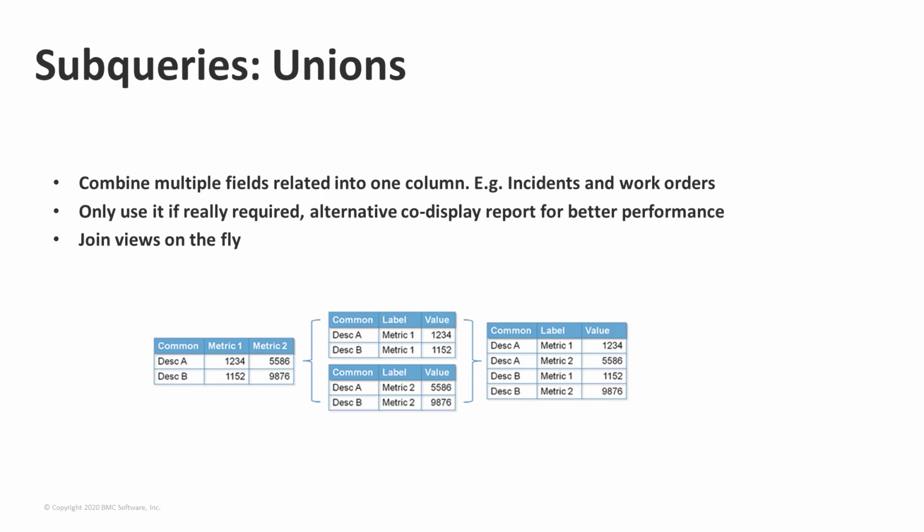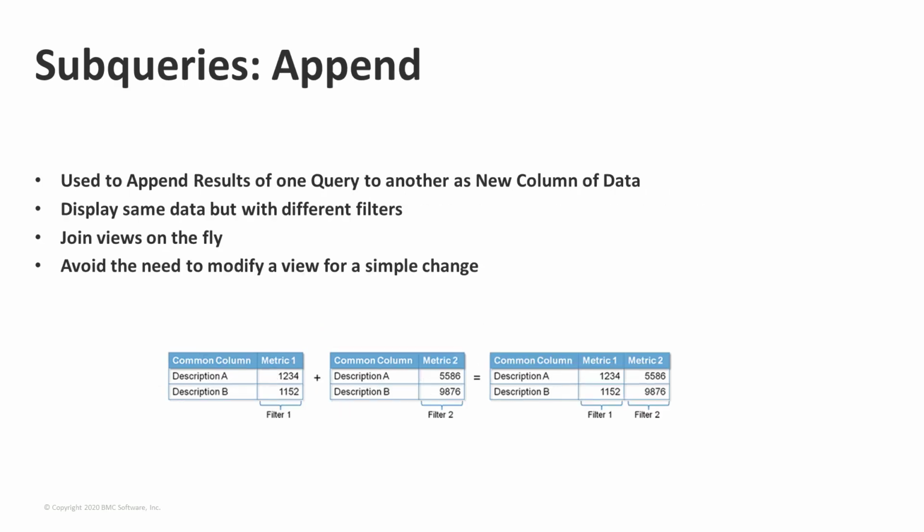So this example says that you have two sets of data in here, and you want to just append this data one below the other. This is the only function of union, it just stacks information in case it is required.